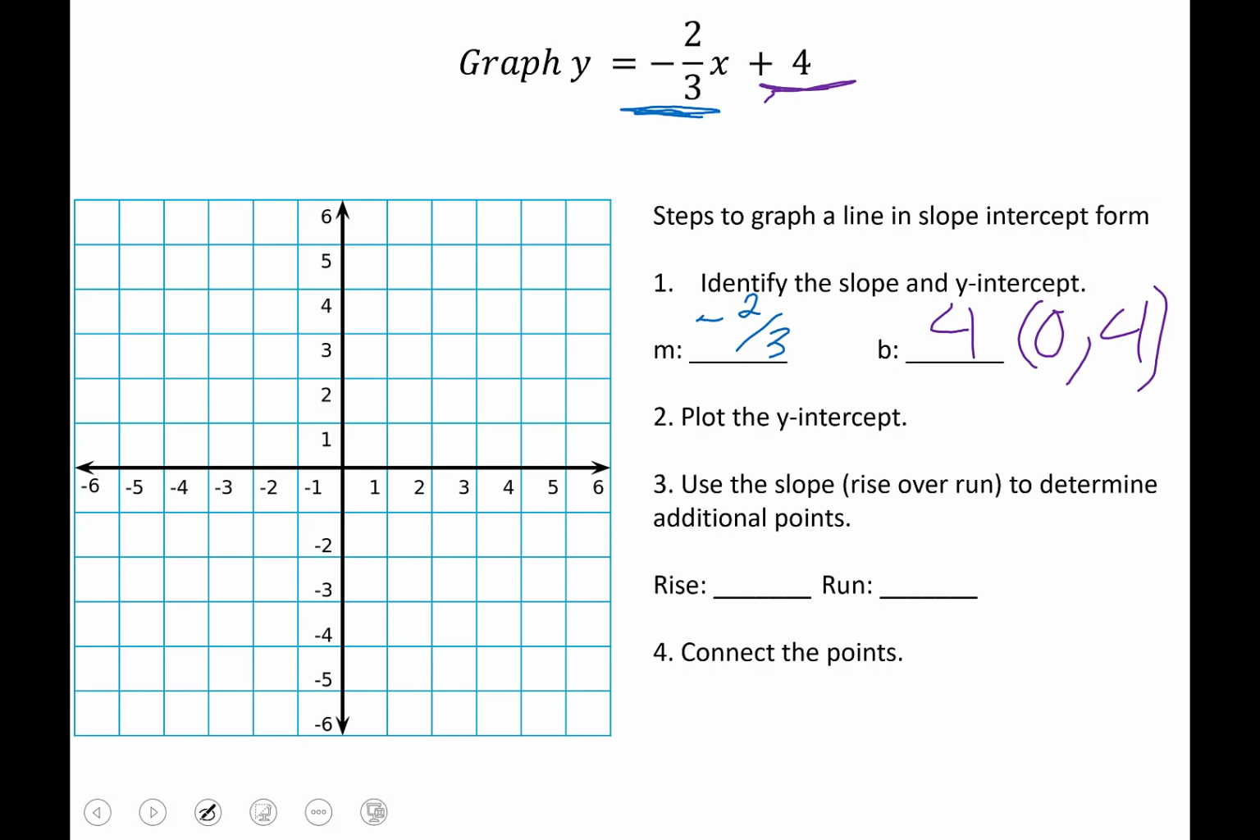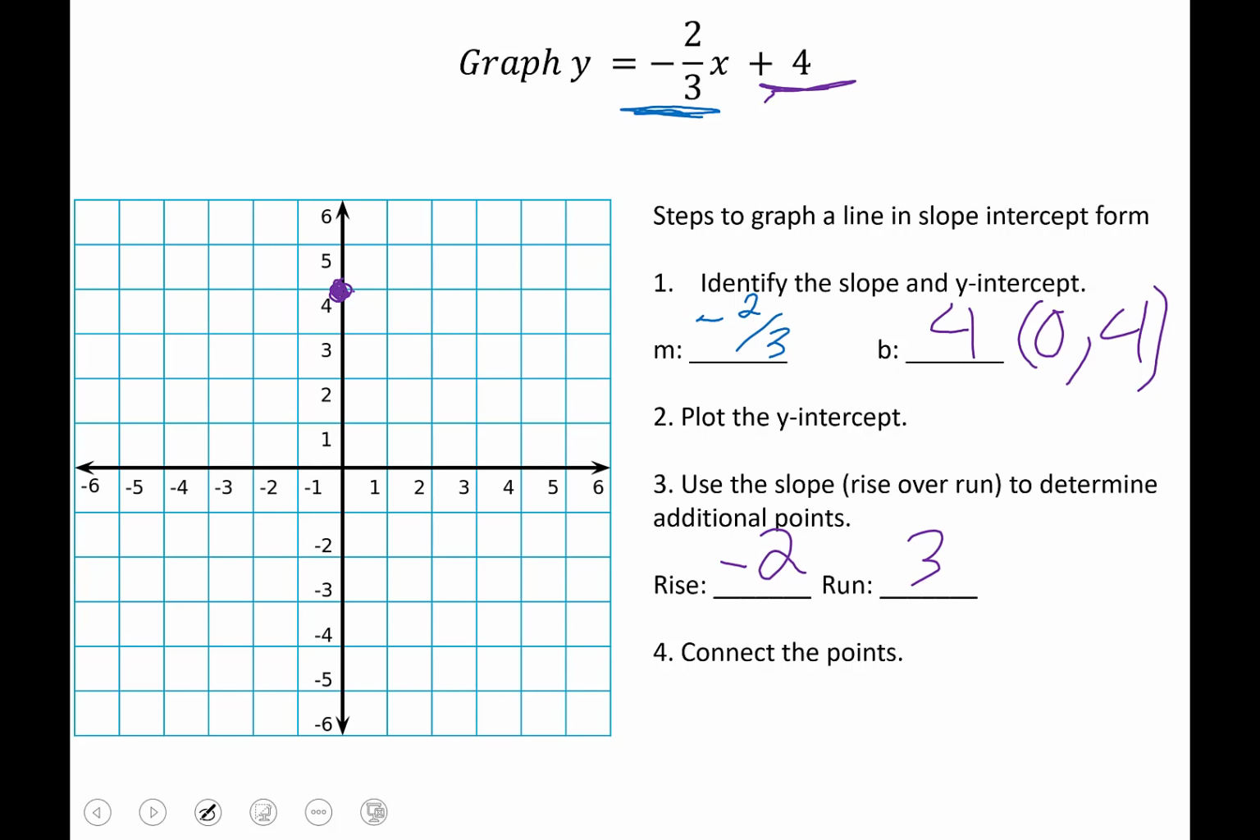Then I'm going to plot my y-intercept. My y-intercept was my b, which is the point (0, 4). So starting from the center of my graph here, I'm going to go up and put a dot at 4. Now that I've got my y-intercept plotted, I'm going to use my slope, which remember, slope is rise over run, and I'm going to determine any other points I can pick out on this line. The top number of my slope is always my rise. So in this case, it's -2.